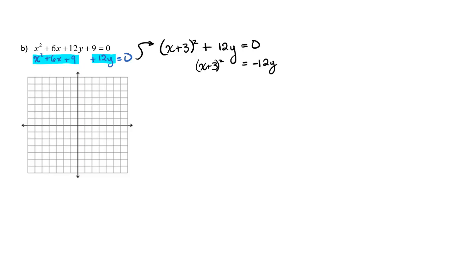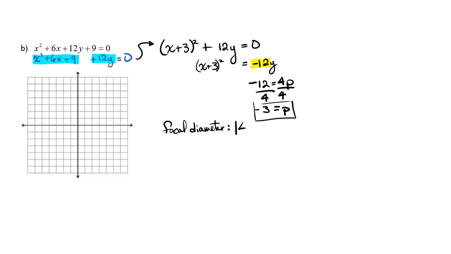I have this negative 12, and that negative 12 is equal to 4p. If I divide both sides by 4, I'll just get p. That means p is negative 3. I also can calculate the focal diameter, because the focal diameter is equal to the absolute value of 4 times p, which is negative 3. And that gives me a 12.